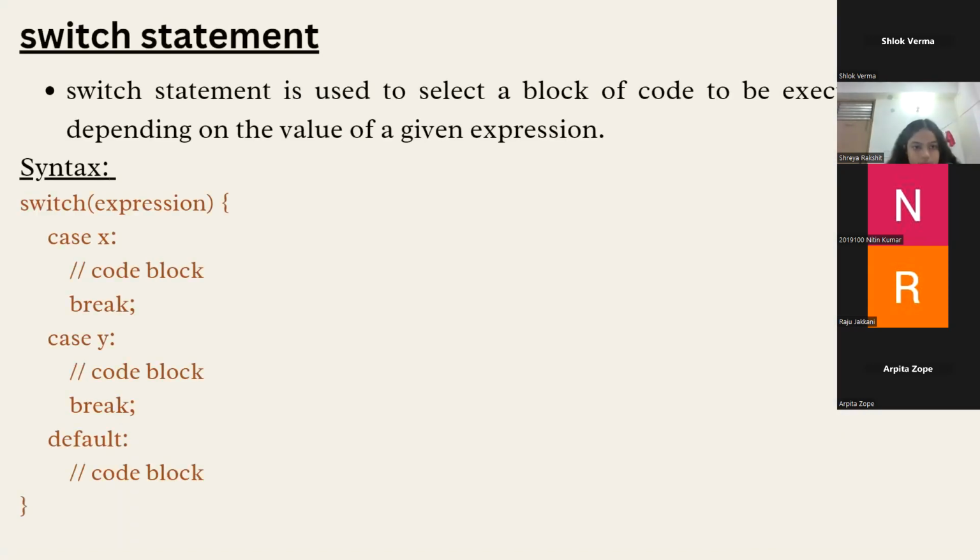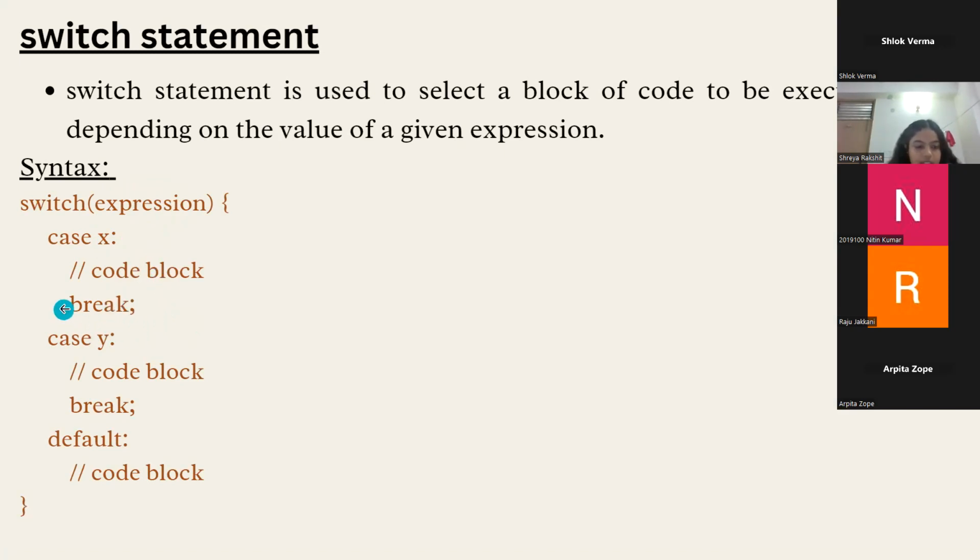The next control structure is the switch statement. The switch statement is used to select a block of code among various blocks of code to be executed depending on the value of a given expression. So at the initial stage, the expression will be evaluated, and after that, this will be matched with the cases. And if the program finds a strict match, meaning the match in data type and also in the value, then the respective code block will be executed.